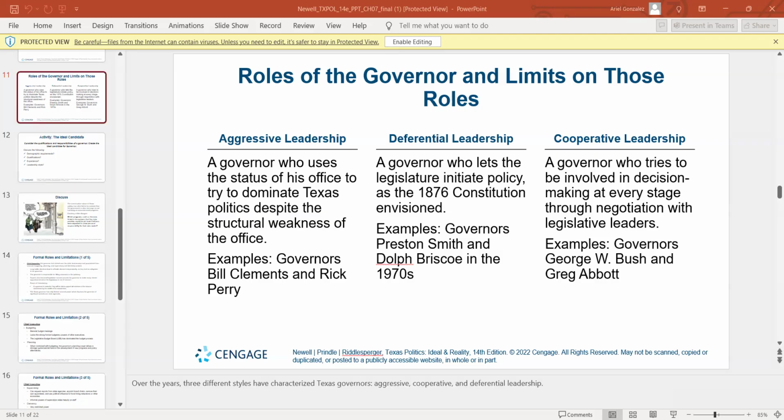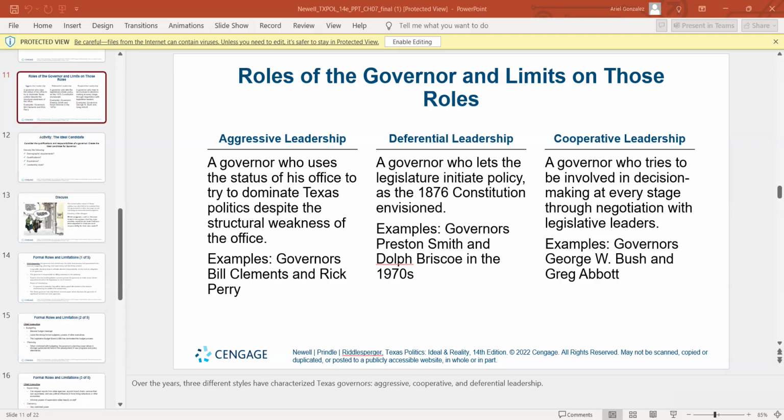So when we look at this formal role in terms of what the governor does on a daily basis, the governor has control over the state bureaucracy and appointment and removal, budgeting, planning, and supervisory and clemency powers, right? And we're going to go through all of those different types of powers right here.